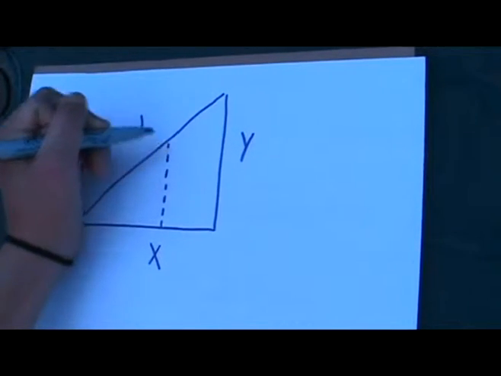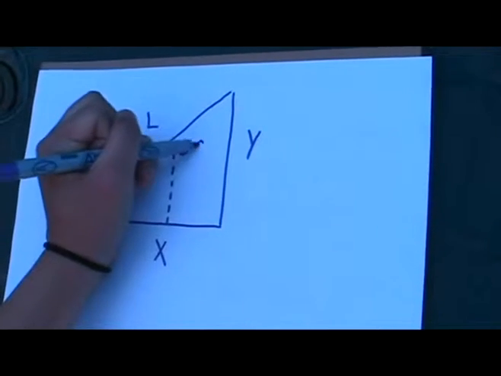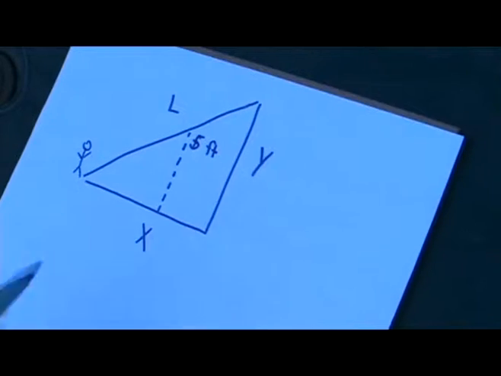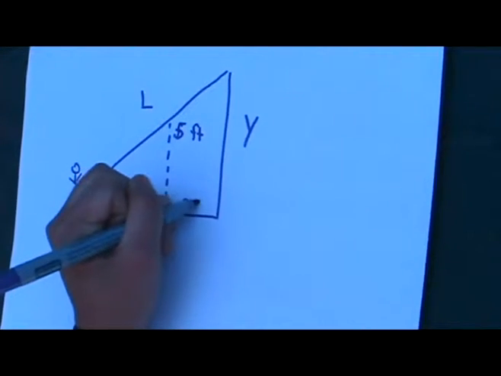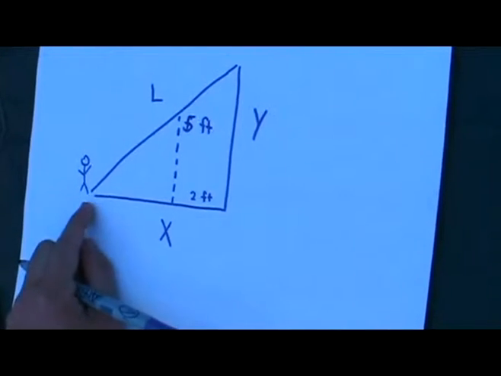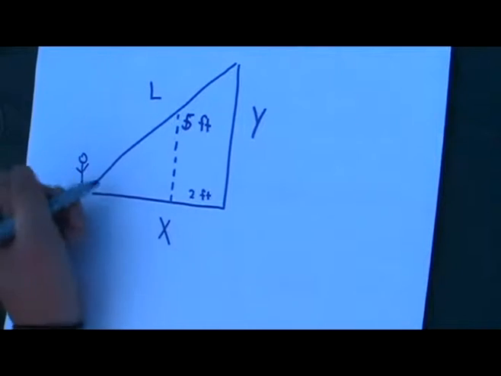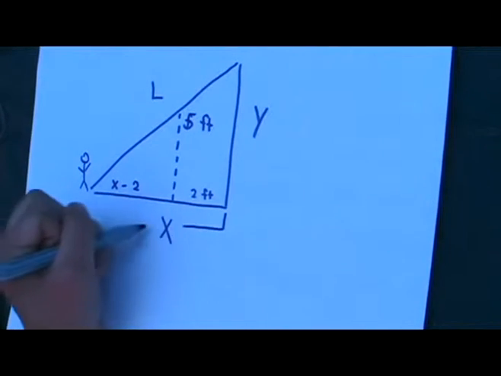This is the height of the tree branch, which you discover was 5 feet. The wall and the tree branch are exactly 2 feet away from each other, so you'll put that as 2 feet. So that means from you to the tree branch, you're x minus 2. And when you add them together, you get x.